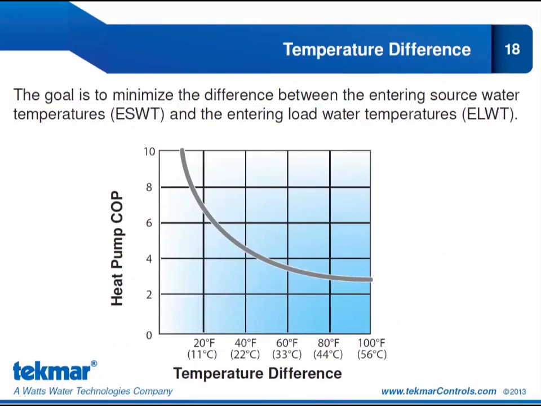When we talk about COP, the goal is to minimize the difference between the entering source water temperature and the entering load water temperature. So we want the ESWT and the ELWT to be as close as possible. You can see that if we have a difference of 20 degrees Fahrenheit, my COP is greater than 6. And as that difference between the ESWT and the ELWT increases, my COP decreases.